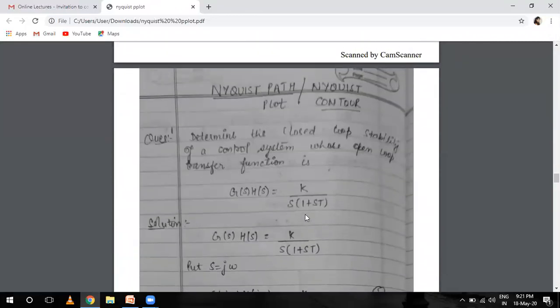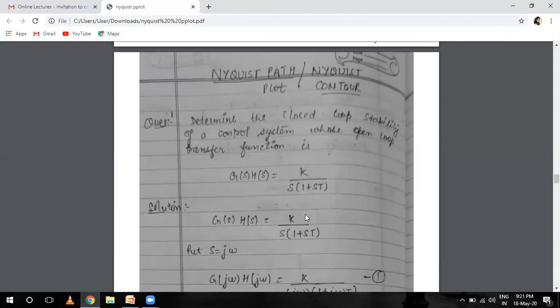Now come to the Nyquist plot, Nyquist contour, Nyquist path. See, determine, दो क्वेश्चंस कराए हैं मैंने इसमें, आप देखिए, अगर आपको कोई डाउट हो तो फिर भी आप पूछ सकते हैं. Determine the closed loop stability of the control system whose open loop transfer function is G(s)H(s) = K / (s(1+sT)).